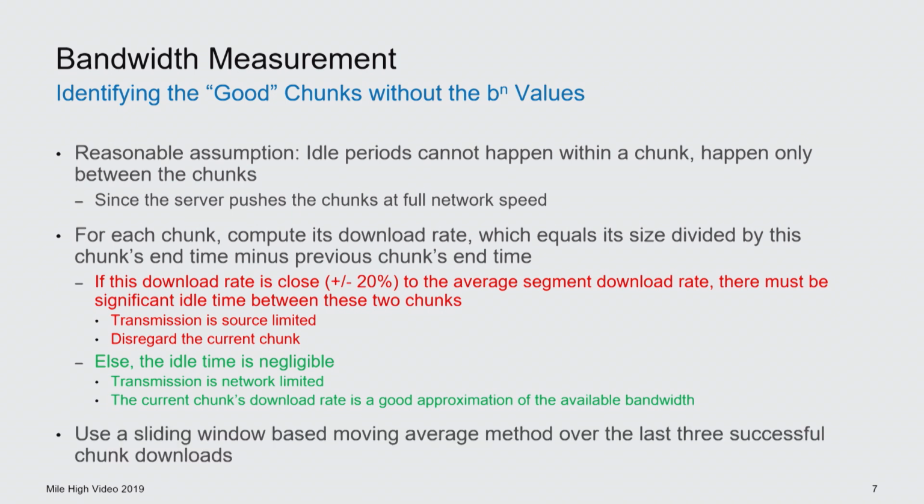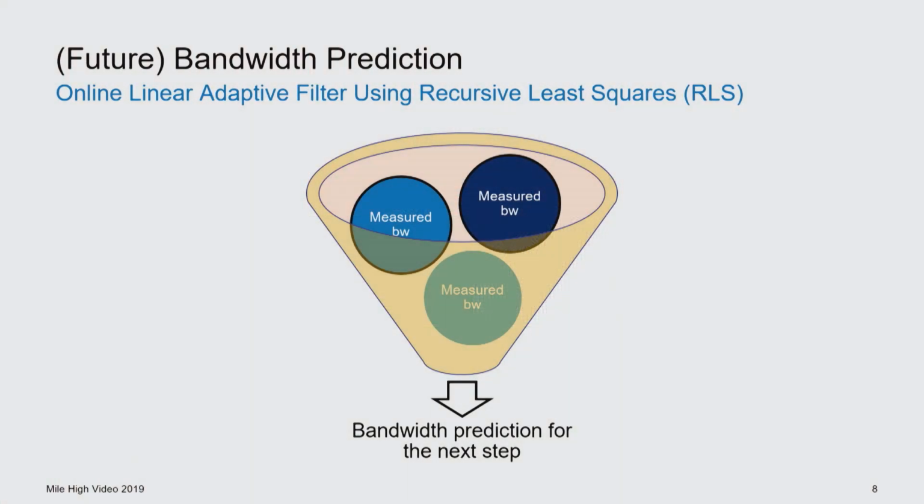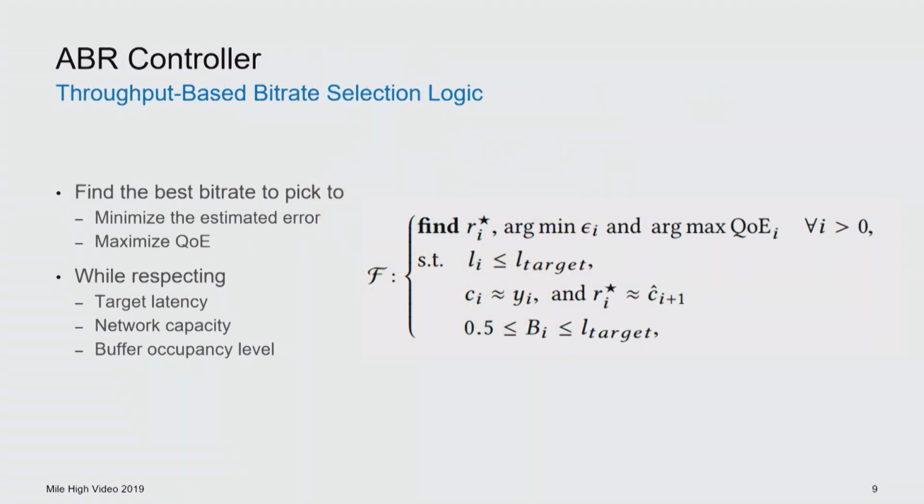So once you have the good chunks, you just apply a sliding window approach to get a meaningful idea of what's happening inside the network. We use the last three values. It's not really a very huge sliding window. We use the last three good chunk bandwidth measurements, and we input this into a filter so that we can extract the information for the next adaptation point.